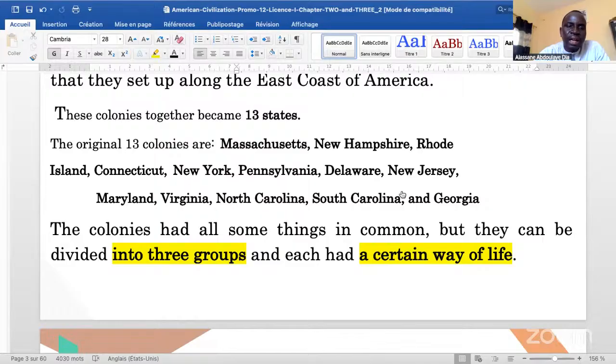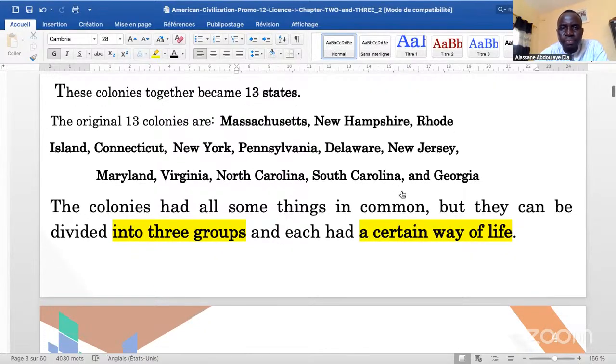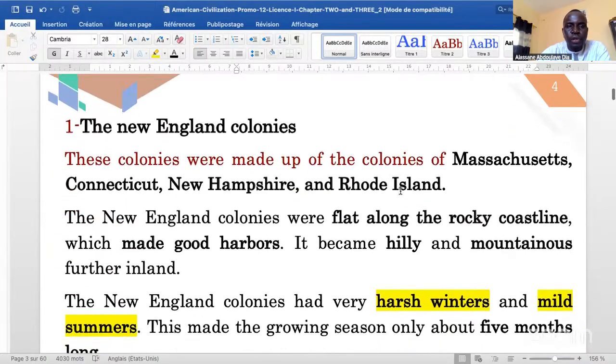They can be divided into three groups, and each had a certain way of life. What does it mean? The 13 colonies had their own way of life. Some of them have the same way of life as others, but these colonies can be divided into three groups, and each one had a certain way of life. Is that correct? It's fine for you. So I start with the first group.